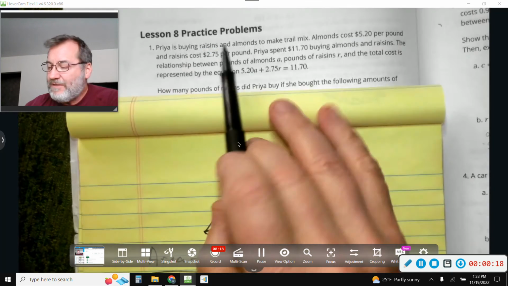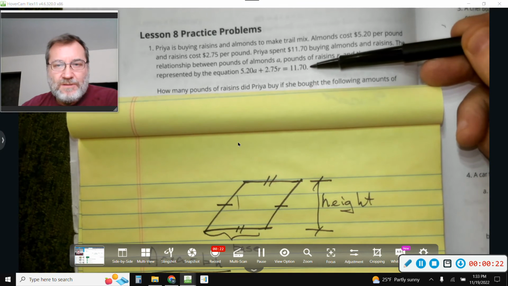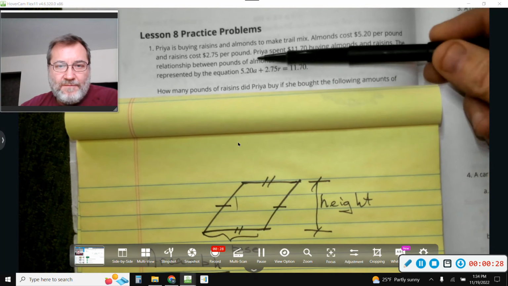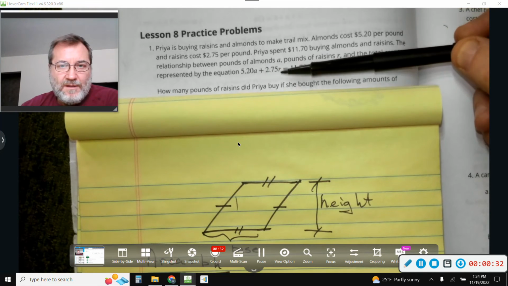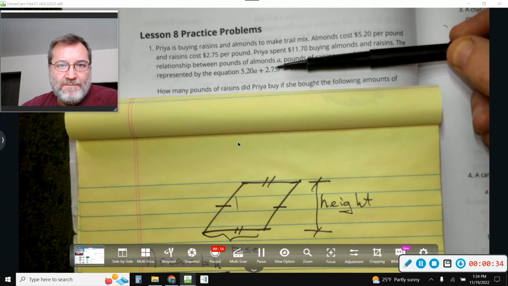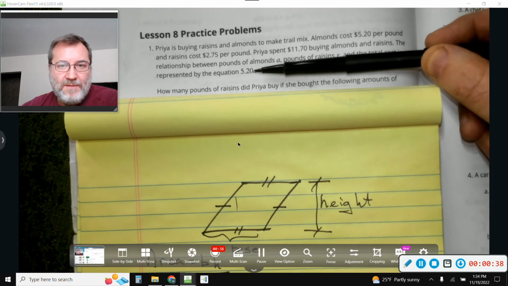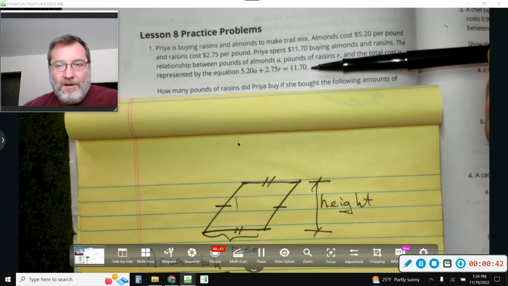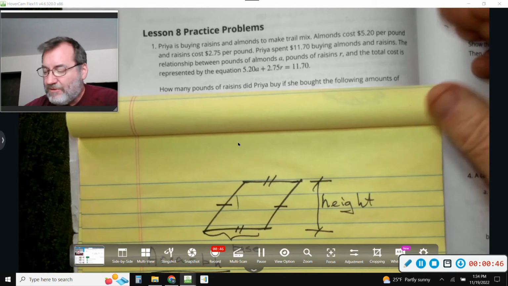It basically starts out, it gives you a description of what's going on, and then it gives you the equation. So there wasn't a lot of thought with this one on how they got the equation. You have $5.20 per pound for almonds and $2.75 per pound of raisins, A being the pounds of almonds, R being the pounds of raisins, and altogether she spent $11.70. So we have to figure out what possible solutions we have here.